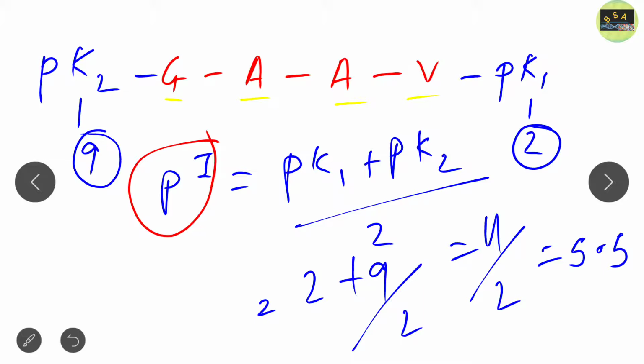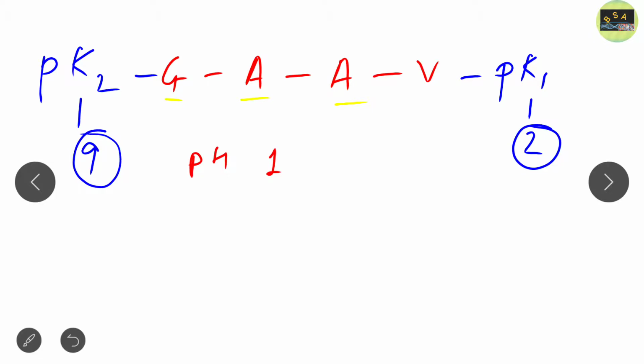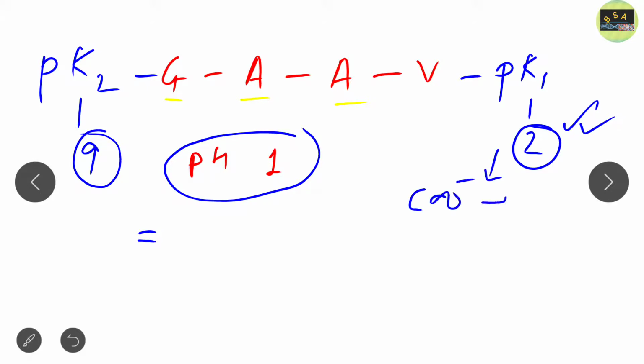Clear? Now another thing is how to calculate the charge at different pH. Suppose we take pH 1. As I taught you in our isoelectric point lectures of amino acids, how to calculate charge. In the case of pH 1, pH 1 is less than this pK1. So in this case, CO minus becomes COH, that is, it becomes protonated. Why? Because pH is very low, H plus ions basically increase. So it becomes protonated, and here the charge becomes neutral, that is 0.